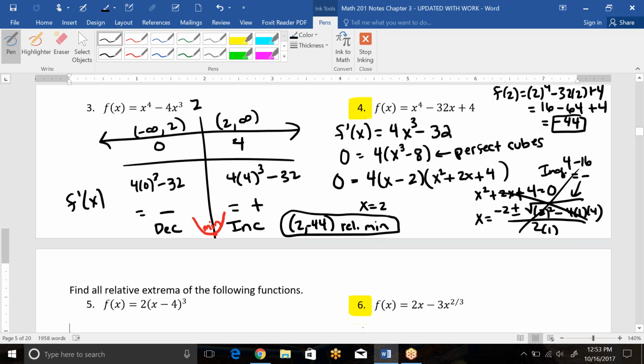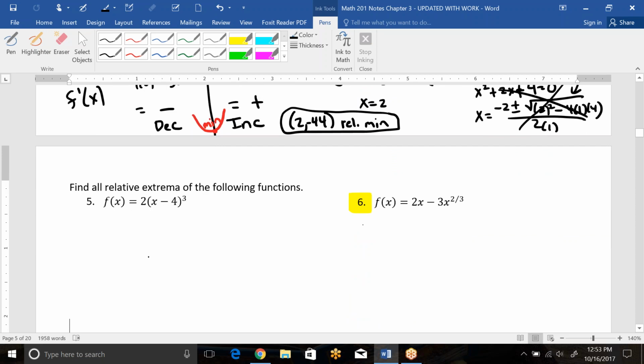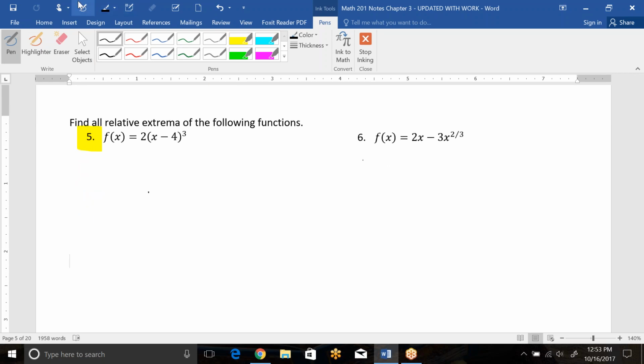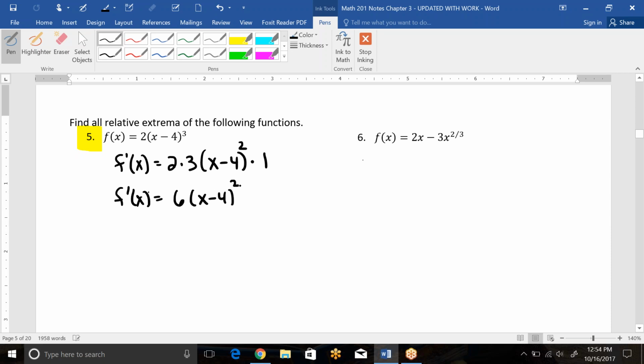Okay. When I highlighted this before, we had another day in class, so we actually chose to do 6 in class, and so 5 is getting put on the video. Now for this one, the derivative of this, we have to do the chain rule because you have something inside the parentheses. So you bring the 3 to the front. So this is 2 times 3, parentheses x minus 4. This loses a power, so now it's squared, but then we times it by the derivative of the inside, which is just 1. So f prime of x is 6, parentheses x minus 4 squared.